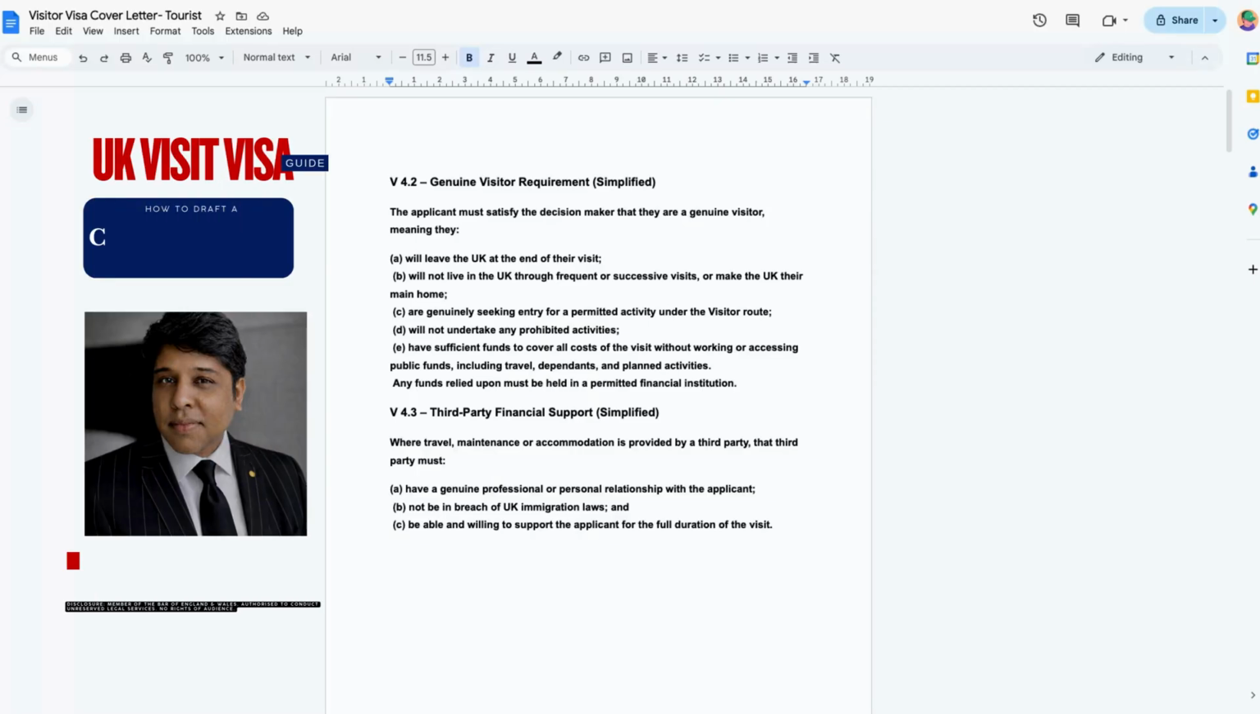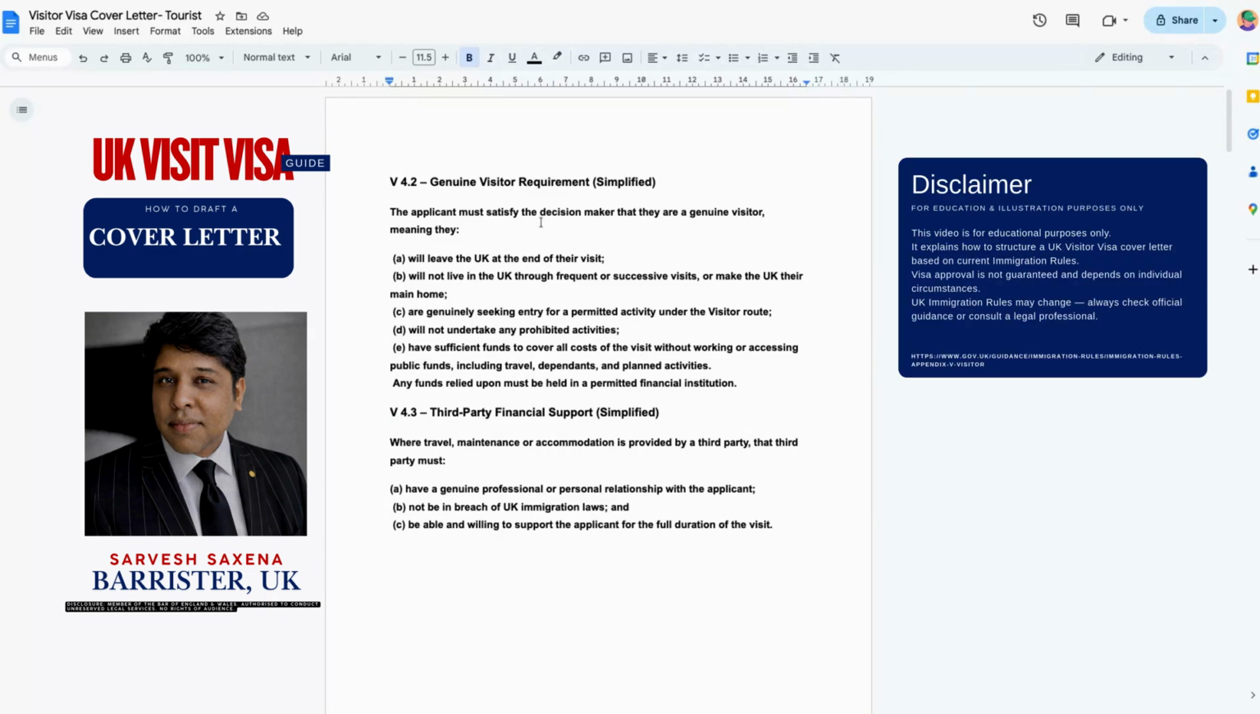So let's begin. You need to first understand, when you are writing a cover letter, what the rules are that come into play, based on which you will be granted or refused the visitor visa. As I have mentioned in many videos, you will see the term V 4.2, A to E. These are the rules. And then there is V 4.3. Now, I've taken the liberty to simplify them.